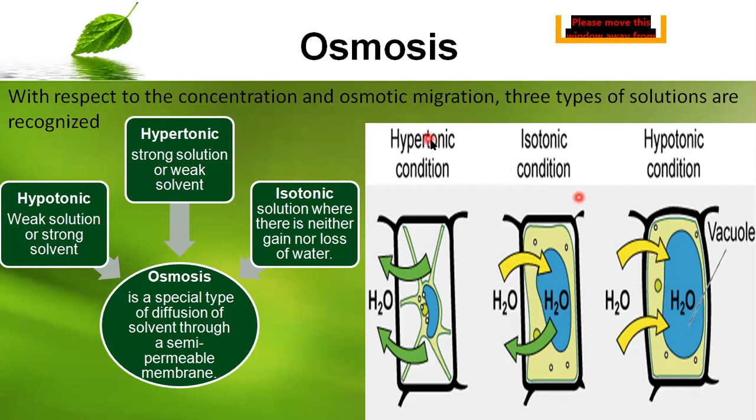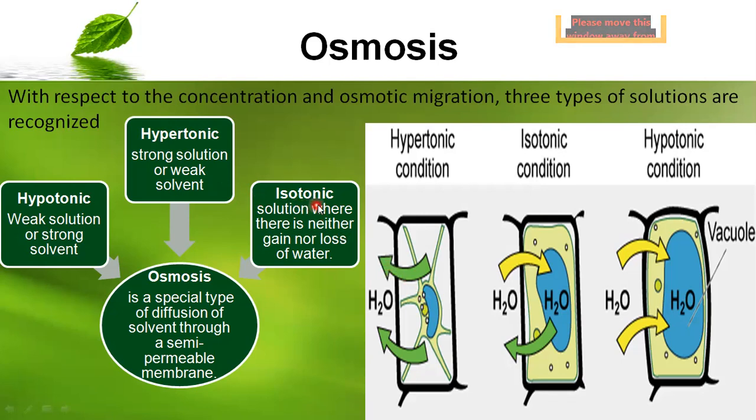Now the second one is the hypertonic condition. Here the water or solvent is more concentrated inside the cell, and the outside has a higher solute concentration than that of the cell. So the cell will release water to the outside and the cell will shrink. The cell will become flaccid. This condition is known as hypertonic condition, where a strong solution or a weak solvent is present.